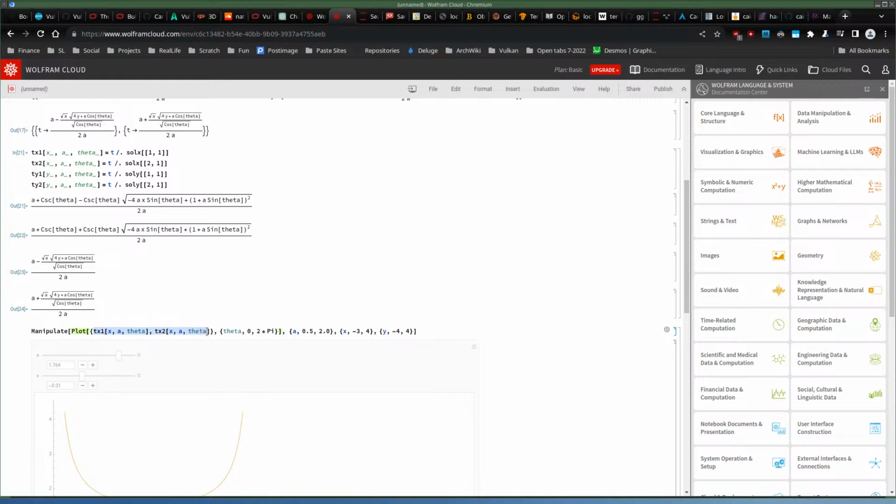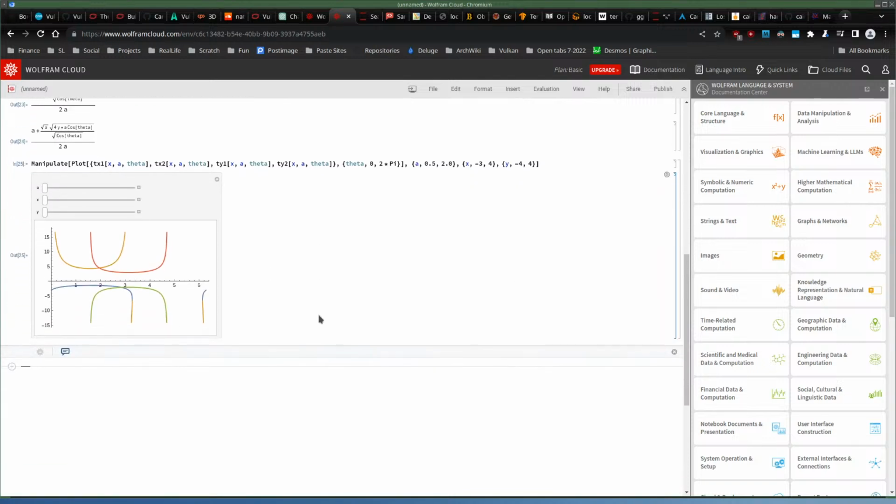Can I copy this? It says copied, so I guess that worked. And then we do a Y here. Now it's going to plot TX1 and 2 and TY1 and 2, using the values theta, which is part of the plot, so that's horizontal here. And we have 3 sliders, one for A and one for X and one for Y. Shift enter.